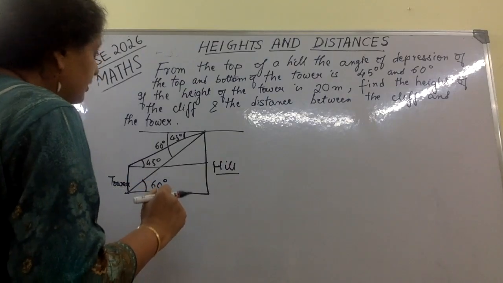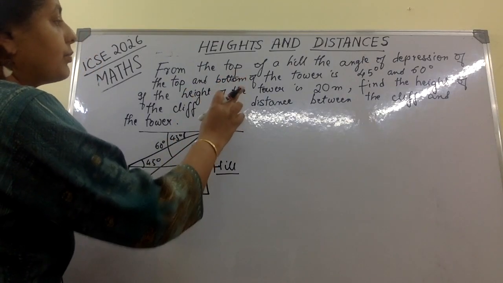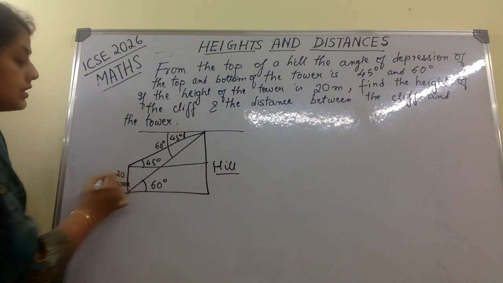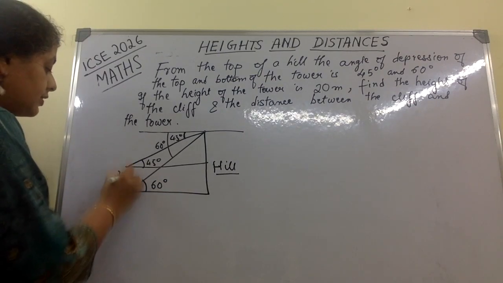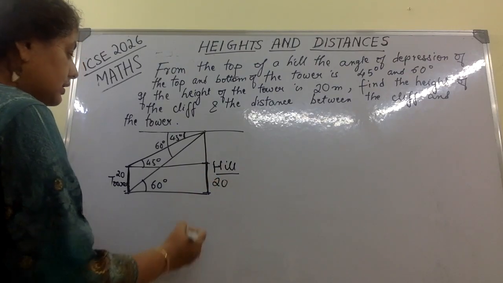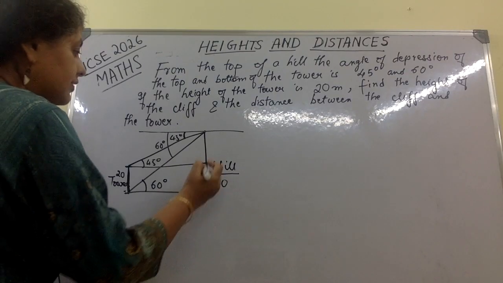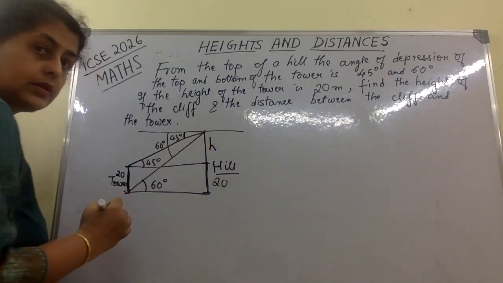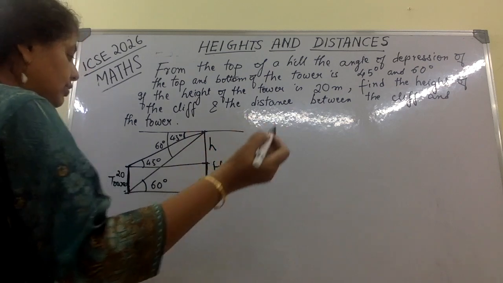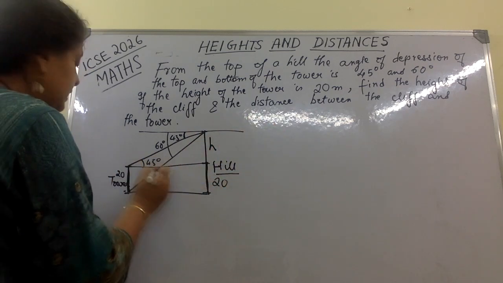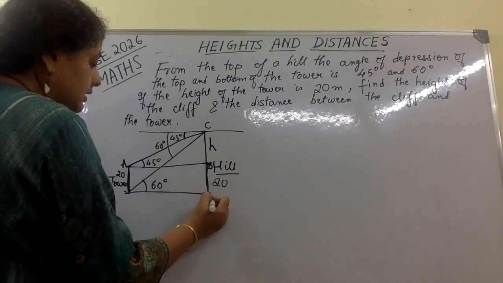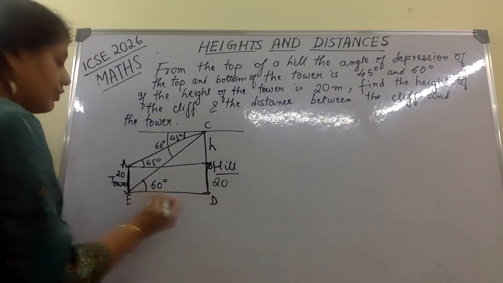Now the height of the tower is 20 meters. Now this is 20, they have told us. Remember, if here to here is 20, then here to here is also 20. If this is 20, this is h. We'll just take it as h. You can take it as p, q, whatever. Then let me name it A, B, C, D and E, whatever.